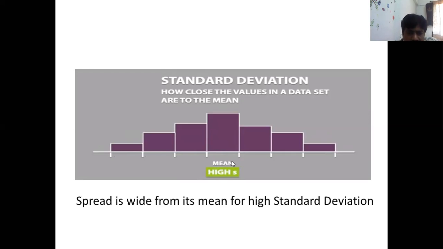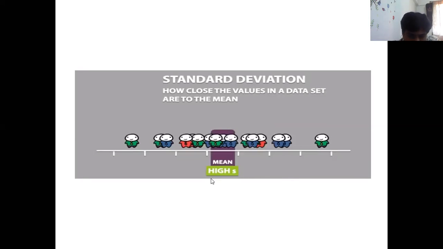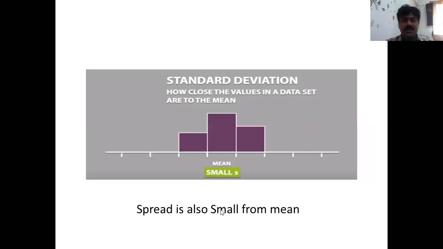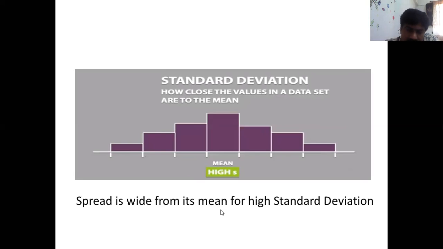So that is with respect to high, that is at the mean, some values are there. So this is the total number of values at the center near the mean, and if you see, 3 units we are going to the left and to the right also. That is, the spread is wide from its mean for the high standard deviation. So spread is more if the standard deviation is more. Spread is small, lesser spread, if the standard deviation is small.